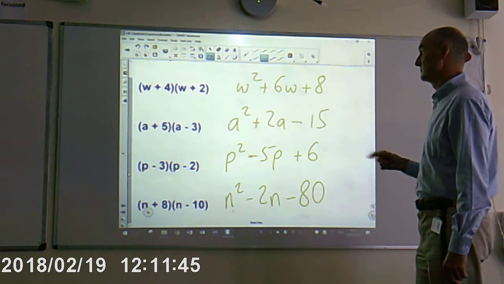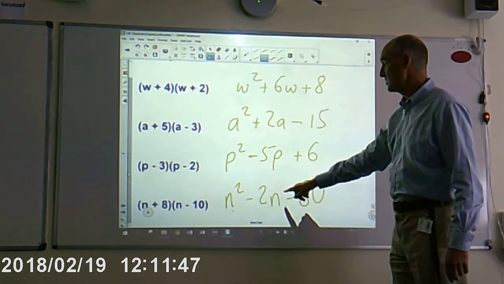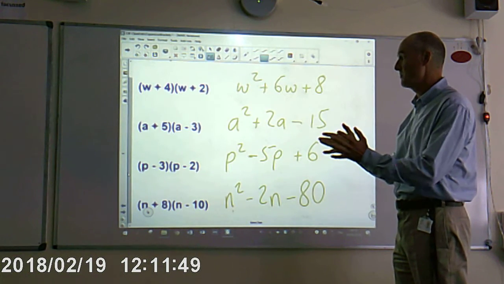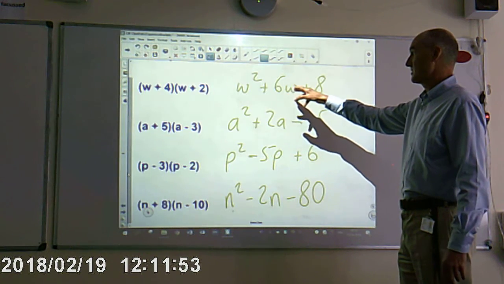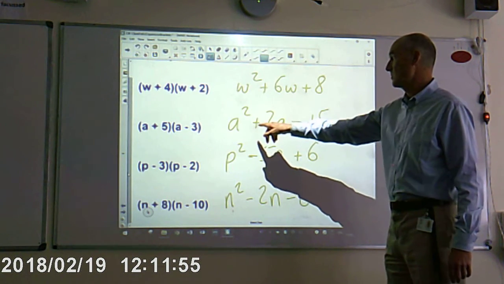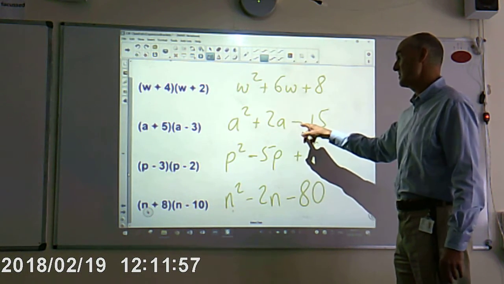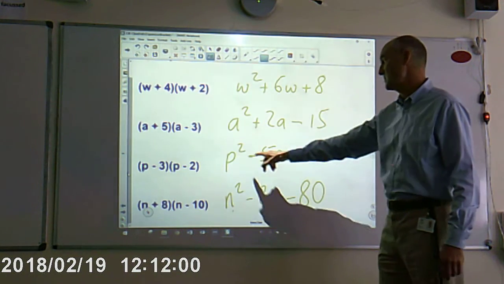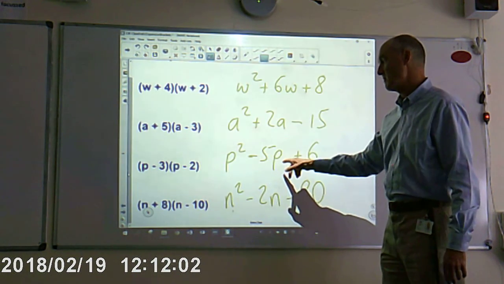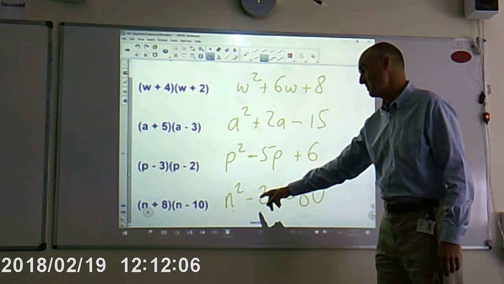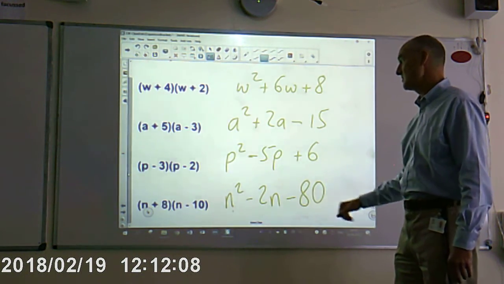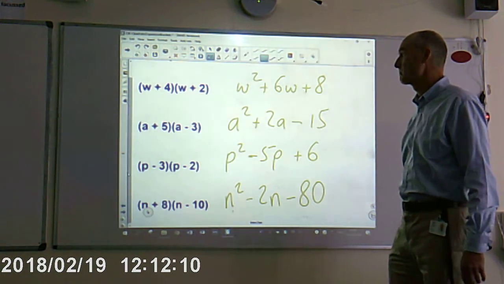FOIL. Don't forget, these middle terms each time are a combination where we've managed to combine like terms. W squared plus 6w plus 8, yep. A squared plus 2a minus 15, yep. P squared minus 5p plus 6, yep. N squared minus 2n minus 80, yeah, I'm happy with those. Alright? Okay.